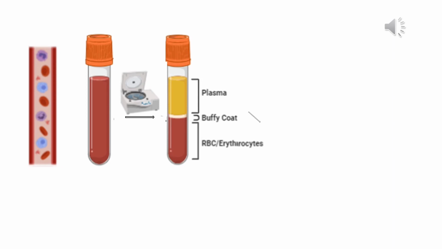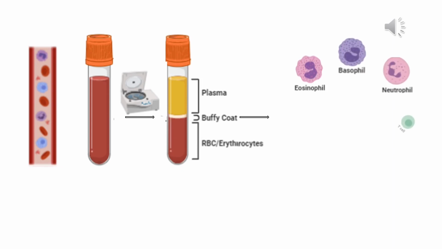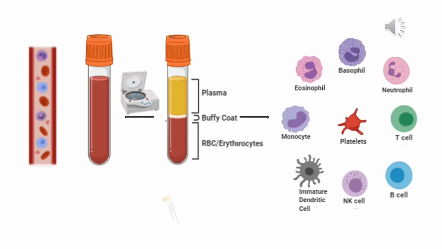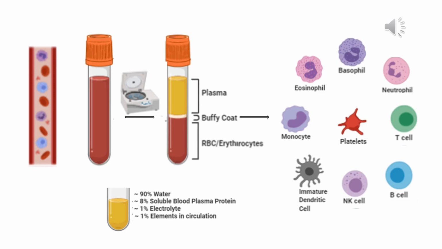The buffy coat contains different types of cells like eosinophils, basophils, neutrophils, T cell, B cell, NK cells, immature dendritic cell, monocyte, and platelets. Around 55% of human blood is plasma. Plasma contains mostly water, some soluble blood plasma proteins, some electrolyte, and few other elements in circulation.